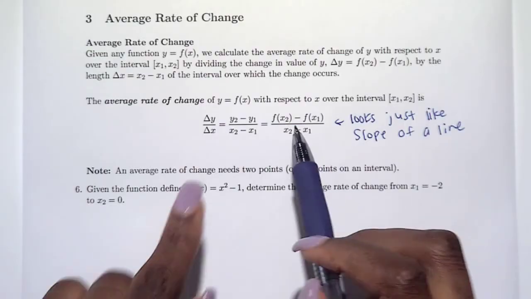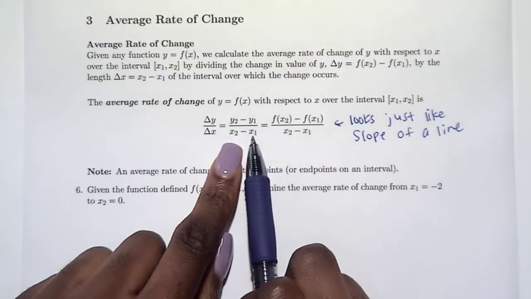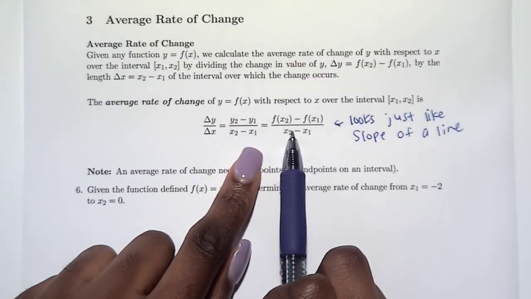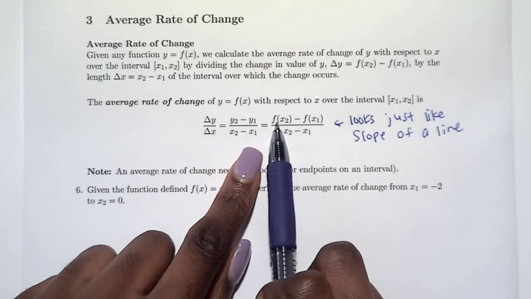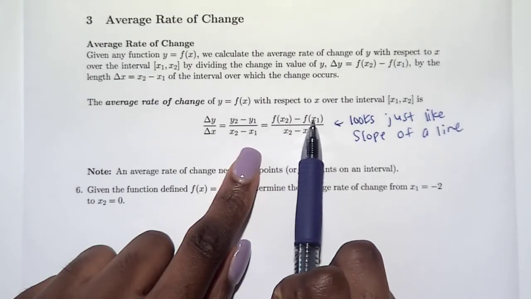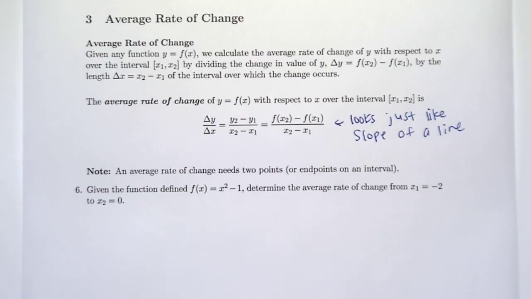Something interesting here, we're now switching from points (x, y) to functions. So what happens when you plug x2 into the function? You actually just get the y value, f of x2. When you plug x1 into the function, you get the y value, f of x1. So these are the same. Note, average rate of change needs 2 points, just like slope does. We need 2 points. So let's look at number 6.